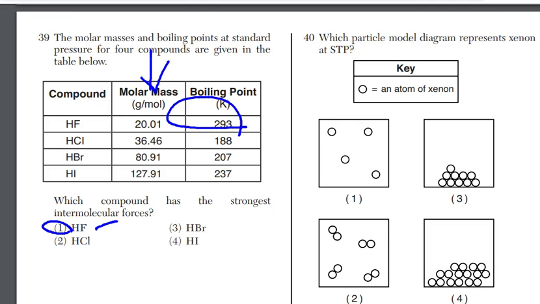All right, let's go to question 40. For question 40, we have our particle diagrams, and we're asked which of these particle model diagrams represents xenon. Now, xenon is a noble gas, so we're looking for something that's in the gas phase, which is only going to be choices 1 or 2, but it's a noble gas, which means it's monatomic, so individual atoms, as opposed to diatomic, which is choice 2. So the answer is choice 1.